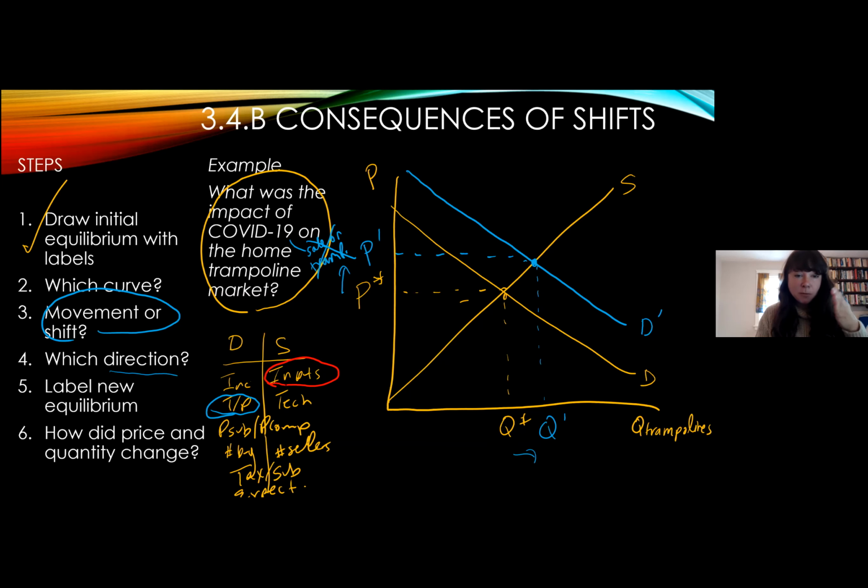Regardless, it became much more expensive to produce trampolines safely, right? You have to install all of this equipment in your factory to ensure that workers are able to social distance and have good airflow and not become an epicenter for the pandemic. So all of those things shifted the supply curve. So supply shifts, which direction? Down, meaning to the left. Right? At every price, they're now able to supply fewer trampolines.